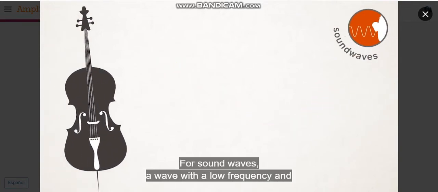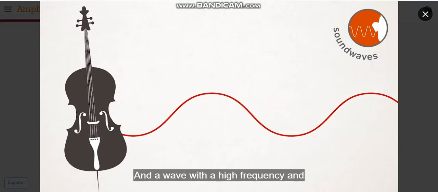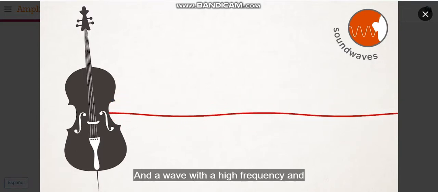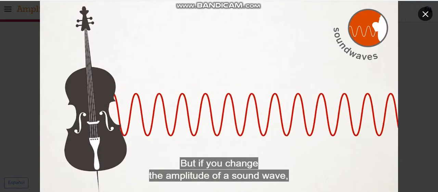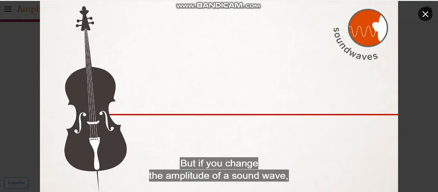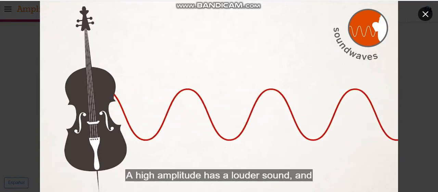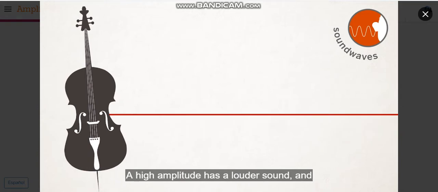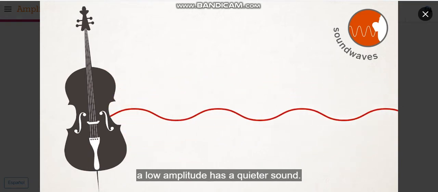For sound waves, a wave with a low frequency and long wavelength produces a low pitch. And a wave with a high frequency and short wavelength produces a high pitch. But if you change the amplitude of a sound wave, the pitch doesn't change, the volume does. A high amplitude has a louder sound, and a low amplitude has a quieter sound.